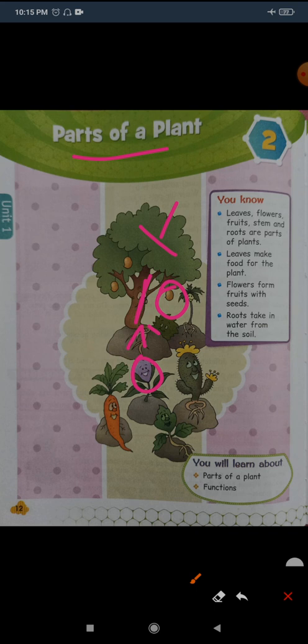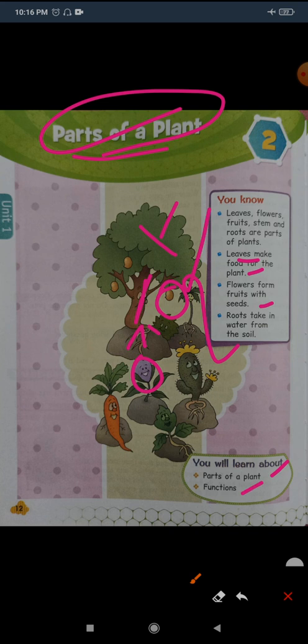Now in this chapter we will learn the functions of the parts of the plant. As we humans have organs that are responsible for different functions, the same is true in the plant: the parts of the plant are responsible for different functions. Leaves make food for the plant, that's why it is called the kitchen of the plant. Flowers form fruit with seeds, and roots take in water from the soil. These are things that you already know. Now in this chapter you will learn about the parts of the plant and their functions.